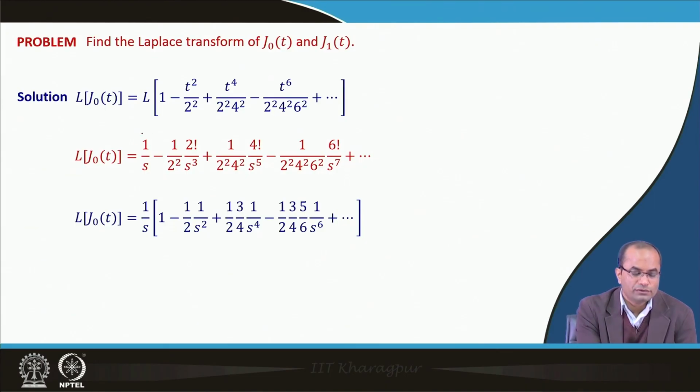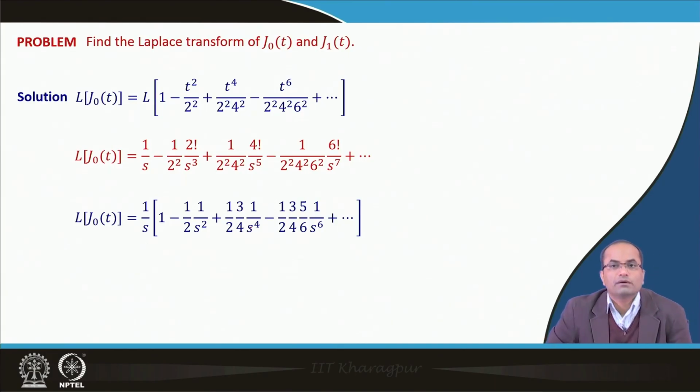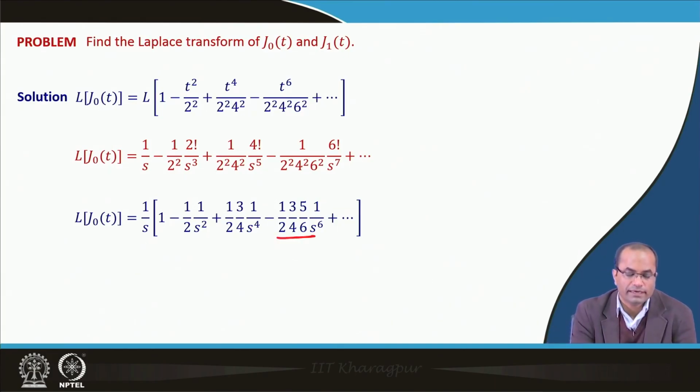And then we will just rewrite. If we take common this 1 over s, we will get 1 minus 1 by 2 times 1 over s squared, because the factorial 2 will cancel the square term. Here in this case, we have 4, 3 and 2. The 2 will cancel the square, the 4 will cancel the square, and we have this 3. So we have 1 by 2, 3 by 4, and then 1 over s^4. Similarly here we will get 1 by 2, 3 by 4, and 5 by 6, and 1 over s^6.